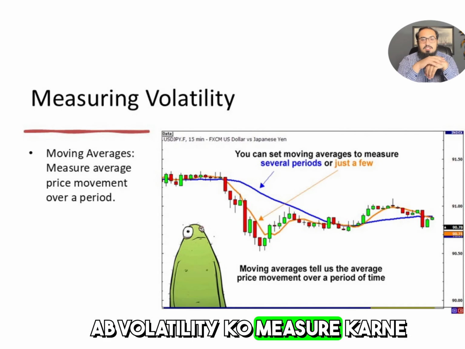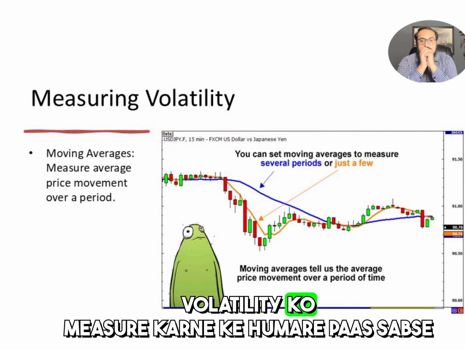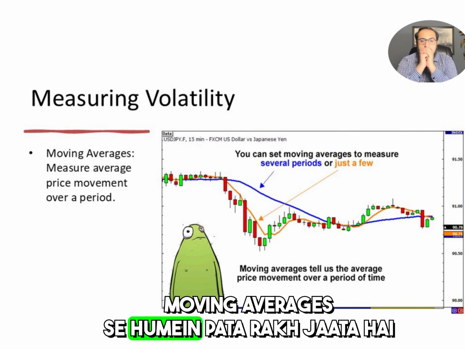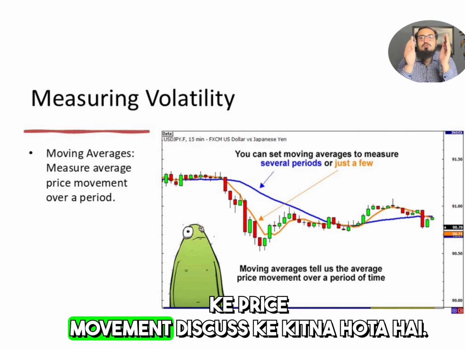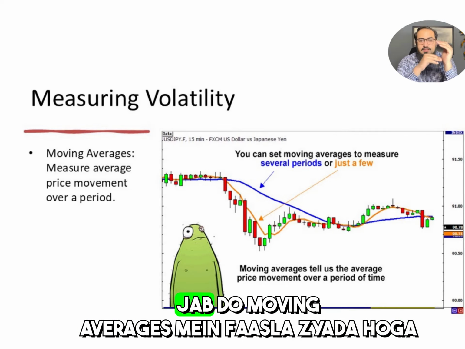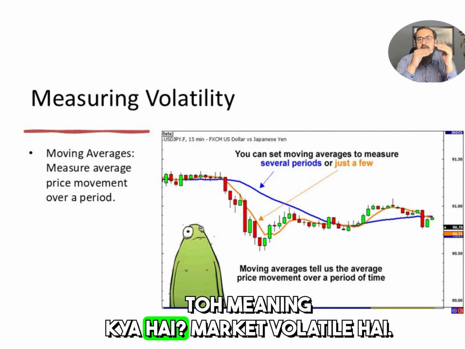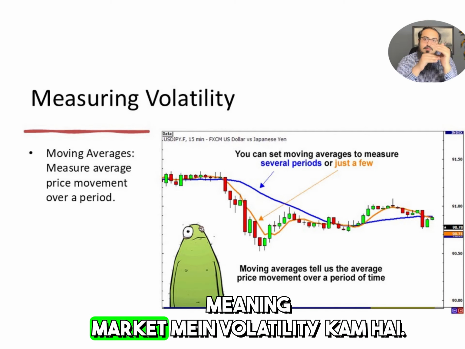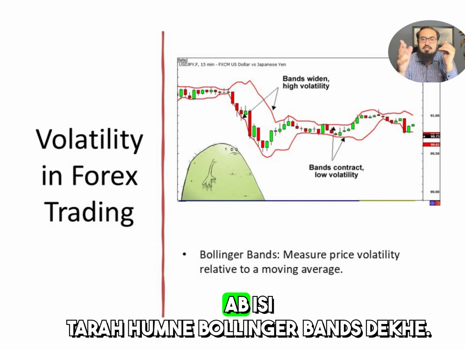Now, what do we need to measure volatility? What is the first method we have to measure volatility? Moving average. With the moving average, we find out how much the price movement is. We need to apply two moving averages. When the gap between two moving averages is large, what does it mean? The market is volatile. When the gap between moving averages is small, it means the market has low volatility.